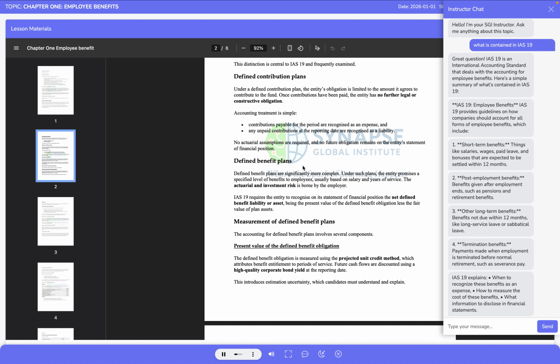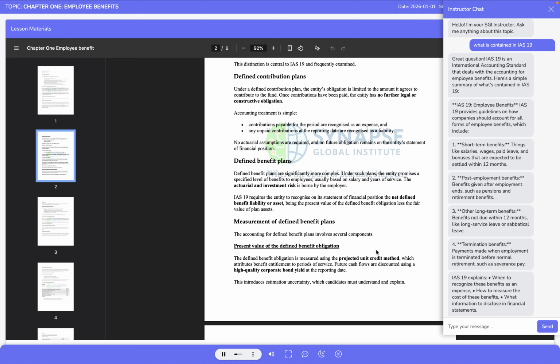Defined benefit plans are significantly more complex. Under such plans, the employer promises a specified level of benefit to employees, usually linked to salary and years of service, and therefore bears both actuarial risk and investment risk.